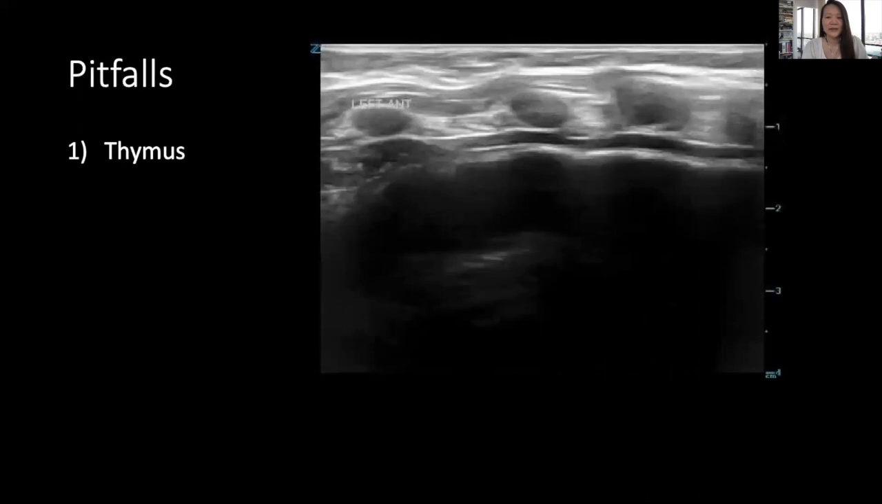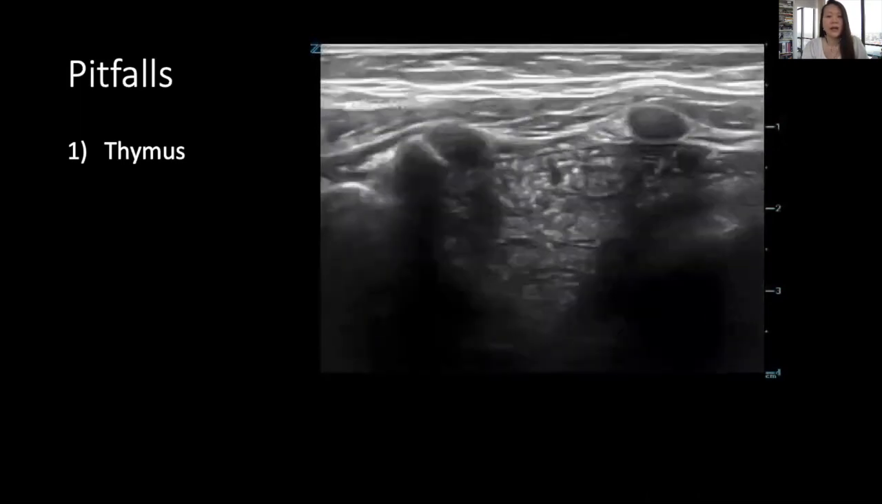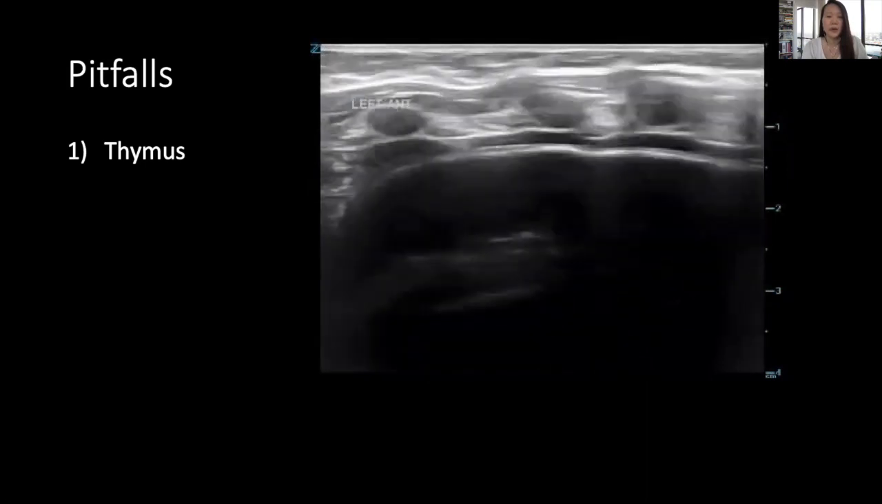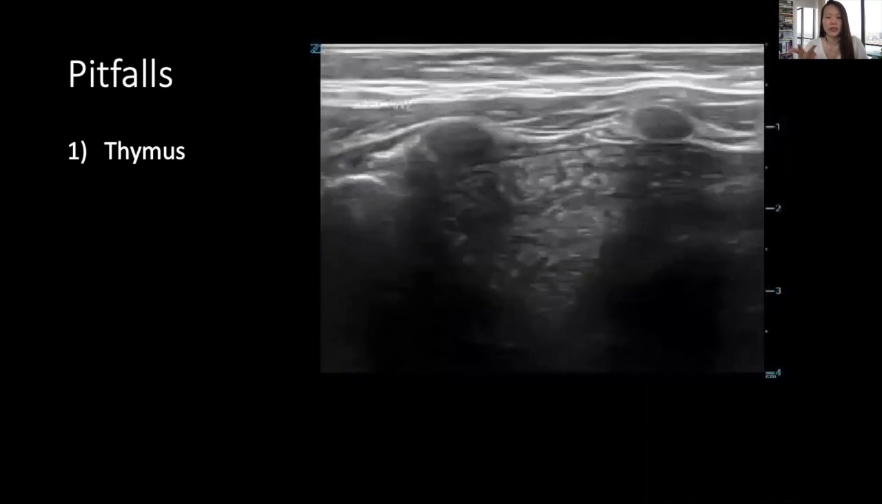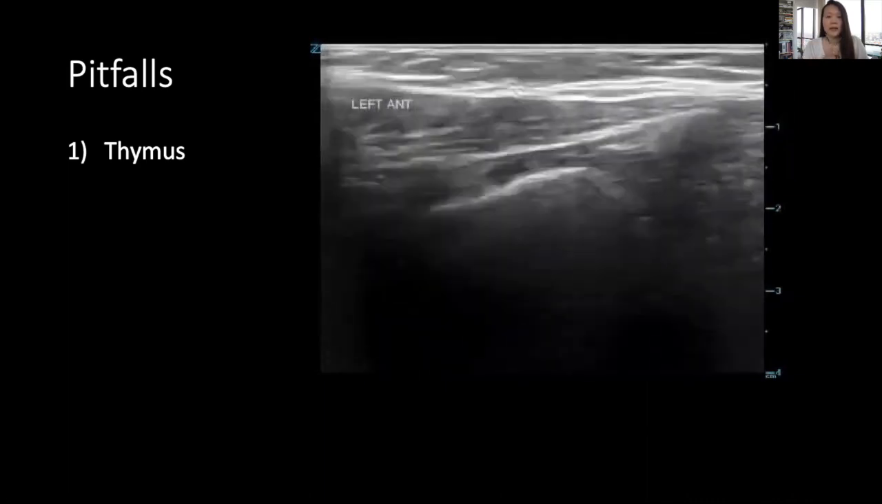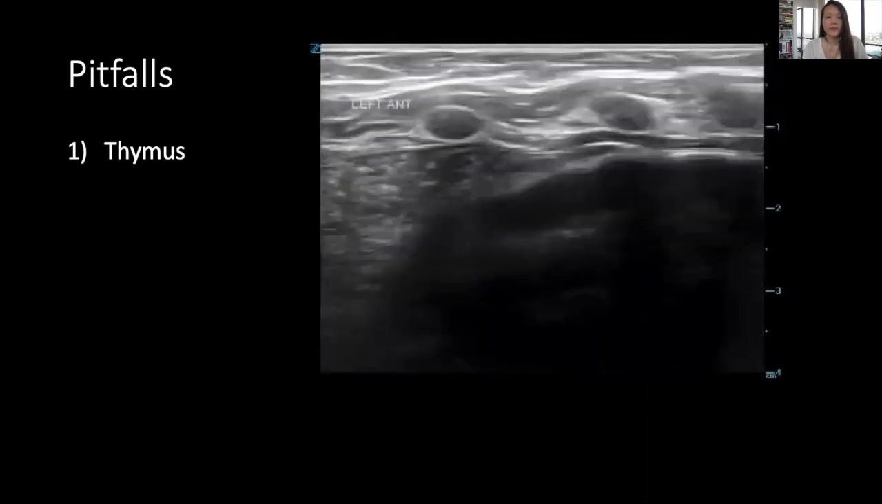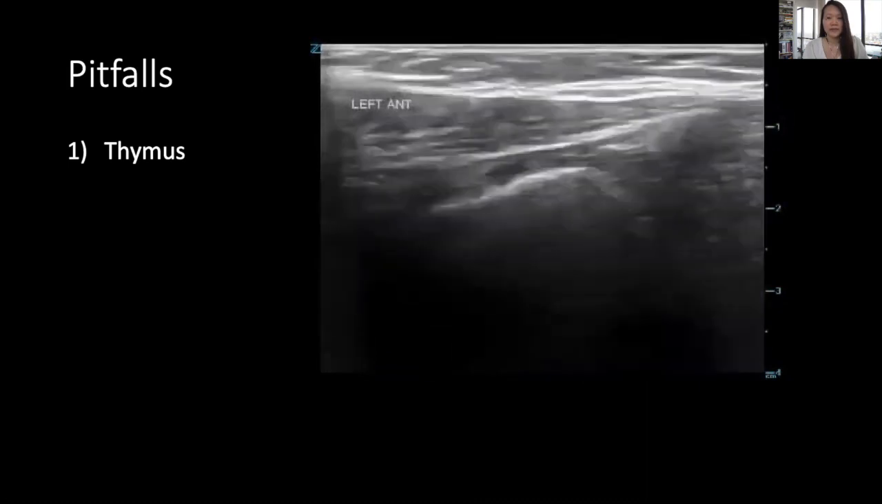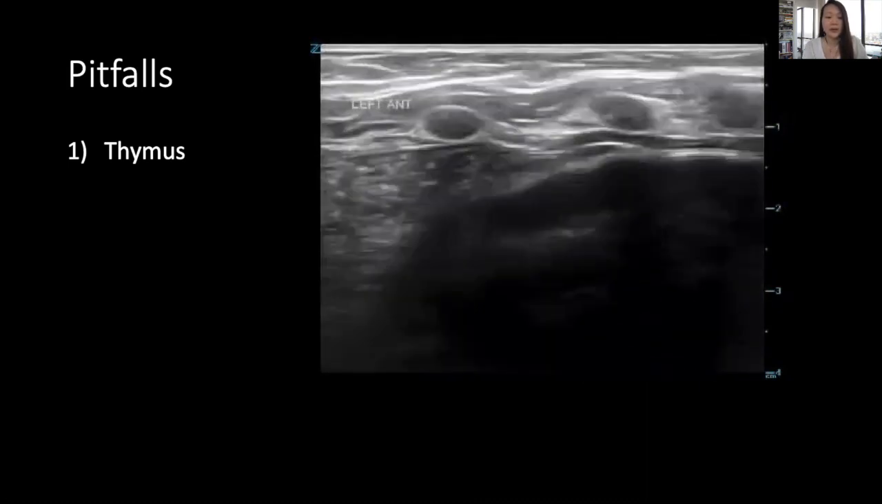Now let's go over some pitfalls to pay attention to when you're doing lung scans. So first, you need to be aware that the thymus can sometimes be confused with a pneumonia. And to differentiate between the two, think about location, age, and texture. The thymus is usually seen anteriorly only, and it's usually in younger patients. The younger they are, the more prominent their thymus is going to look. In terms of texture, thymus is much more homogeneous with a very clean border and often described to have this starry sky appearance.